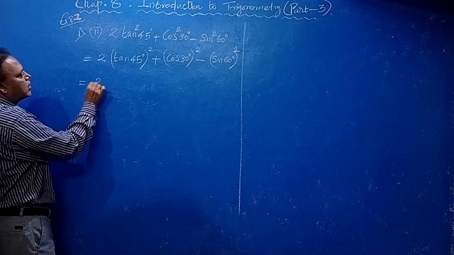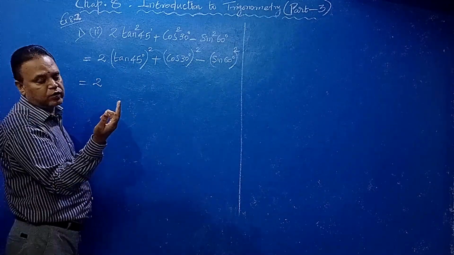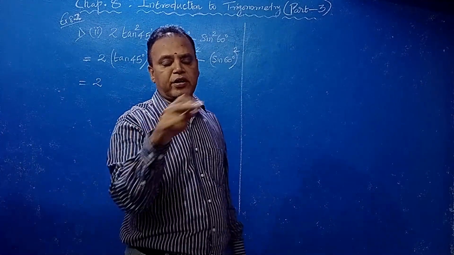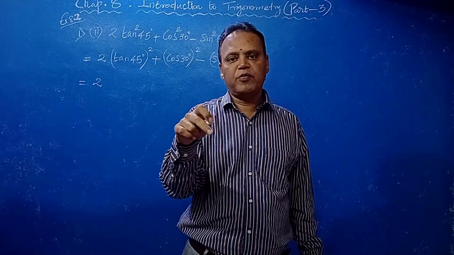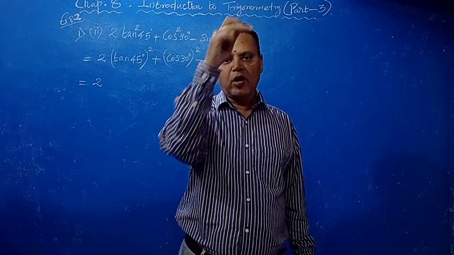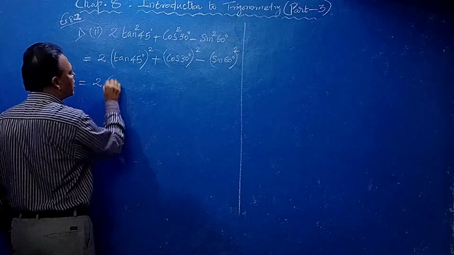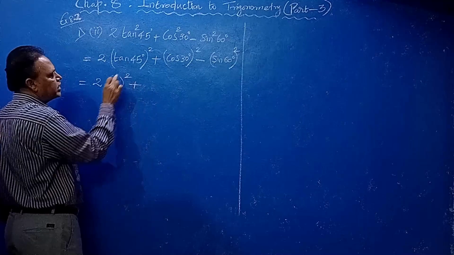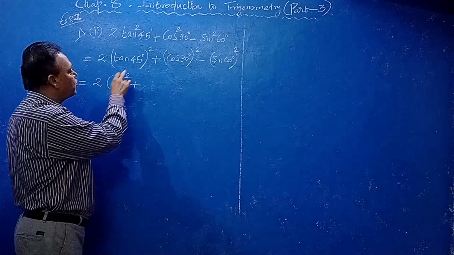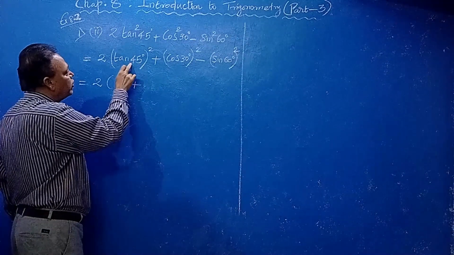Now you see tan 45. Just remember the ratio diagram, 1, 1. Opposite side by hypotenuse, that is 1, 1. 1 by 1 is 1. 1 ka whole square. Put the value in the bracket. When putting the value, see, tan 45 fully you are putting the value.